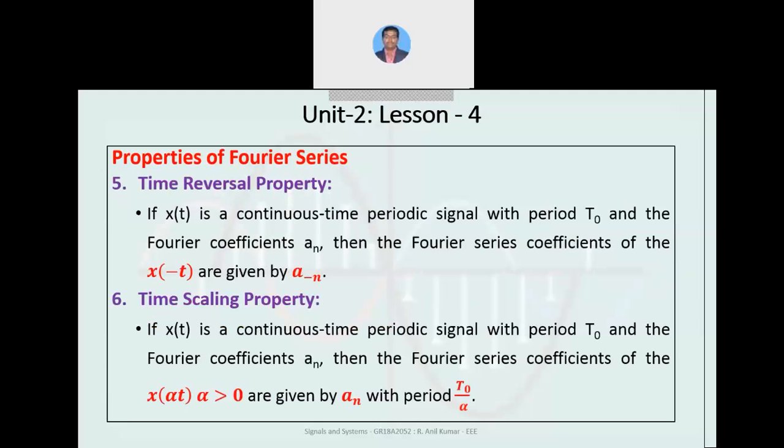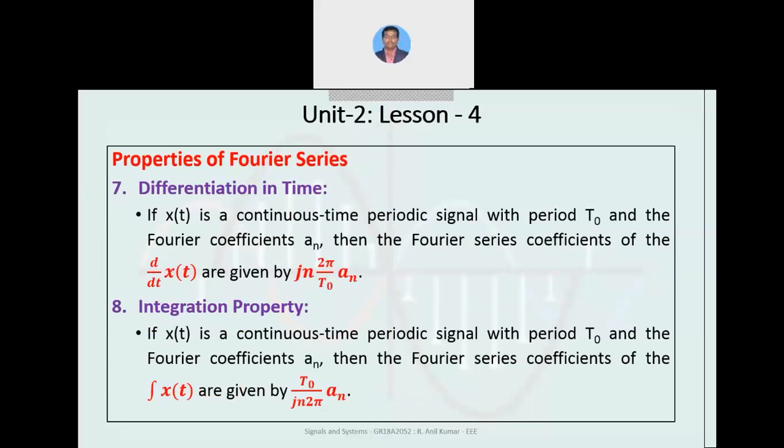Next is the time reversal property. Time reversal is nothing but a negative time. So the Fourier series coefficients of x of minus t are given as a suffix minus n. Next is the time scaling property. The Fourier series coefficients of x of alpha t, with alpha greater than 0, are given by a suffix n with period t naught by alpha. So there is a change in the time period by 1 by alpha times.